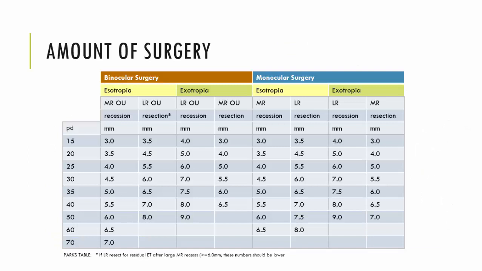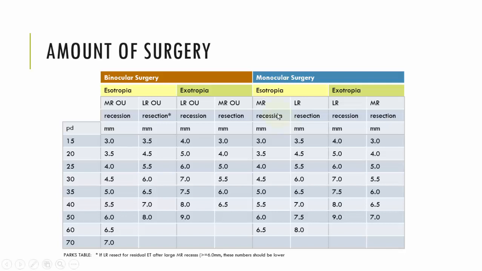Okay, and finally, how does a surgeon determine how many millimetres of recession or resection to perform? We have here Parks tables, which guide the surgeon as to how many millimetres of recession or resection to perform. Now, in order to use the table, you first need to know whether you're going to perform bilateral or unilateral surgery, and obviously the direction of the deviation. So let's take, for example, the right esotropia that we said earlier was 30 diopters at near and 30 diopters at far, and we're going to do unilateral surgery, a recess-resect procedure of the same eye.